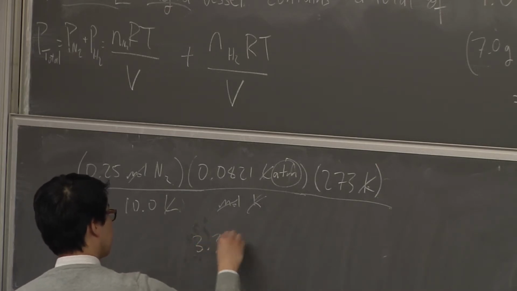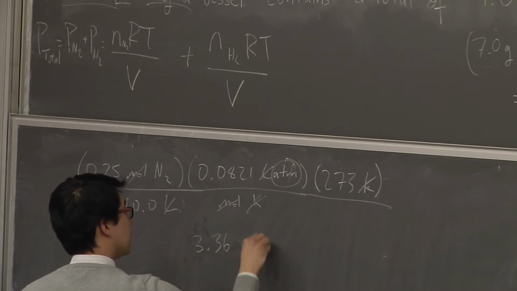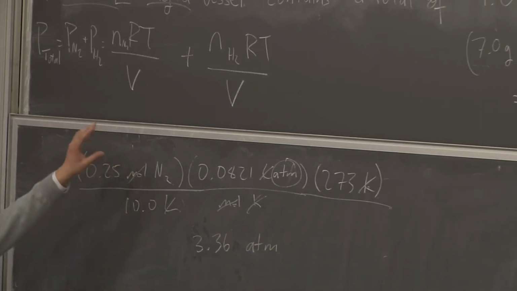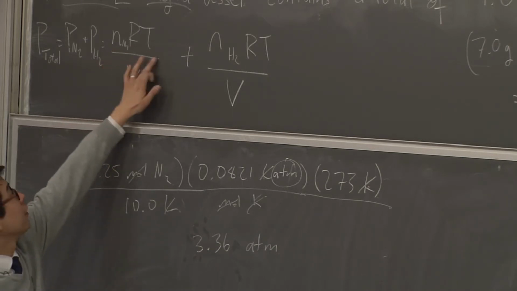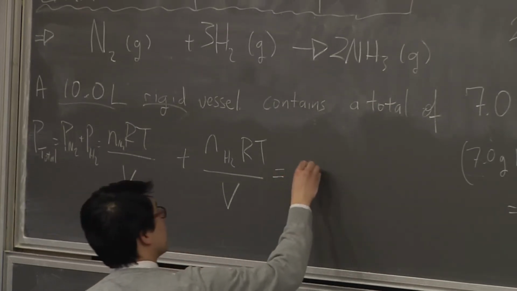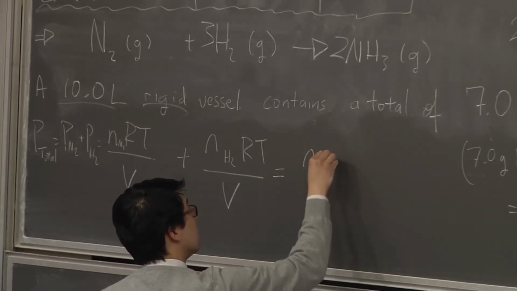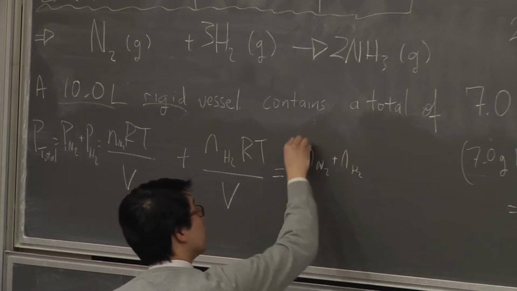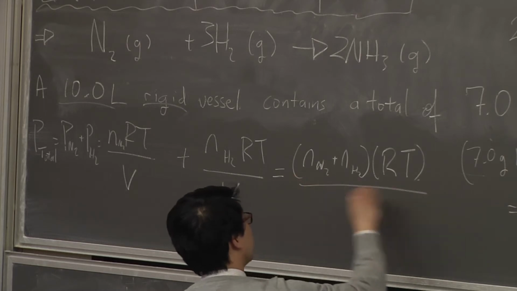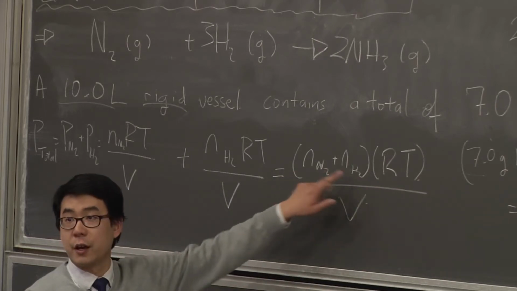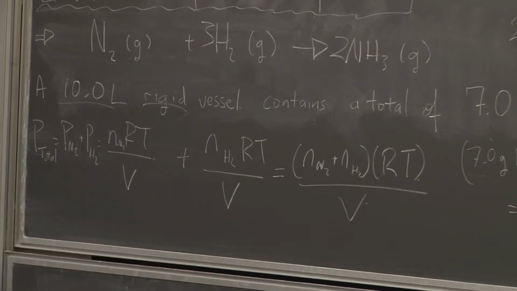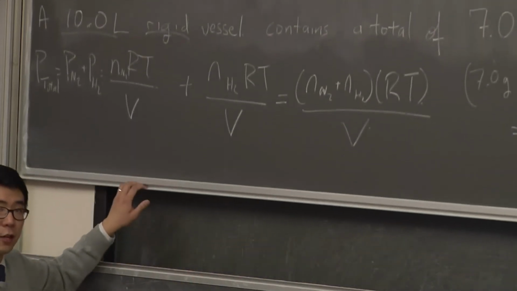That sounds about 3.36 atmospheres, and this is from the N2. You could have done it all at once. The math says that because the R, the T, and the V are the same, if you distribute, you can get the moles of N2 plus the moles of H2 times RT over V. You can just add the moles together and then multiply by RT over V. That's mathematically equivalent, and that's actually quicker.